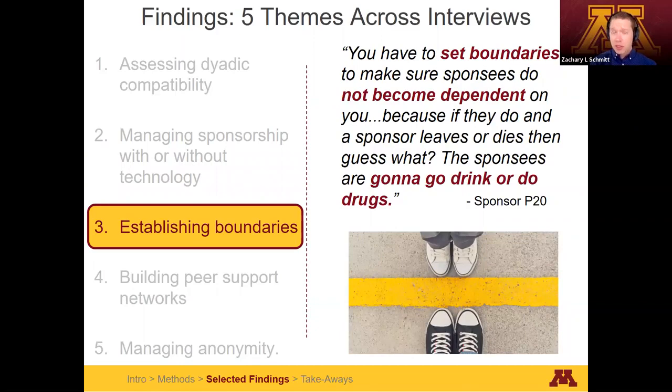Additionally, sponsors often set relationship boundaries to avoid becoming the sole source of support for their sponsee, and encourage them to develop supportive relationships with other peers besides themselves. These boundaries also enabled sponsors to carve out social and emotional time away from their sponsees to allow them to focus on their own recovery and their own self-care.